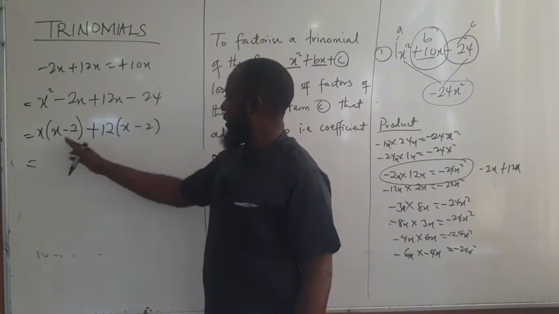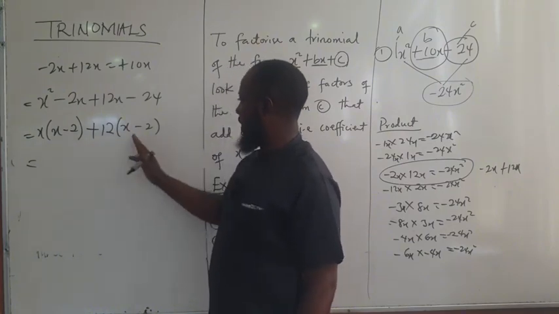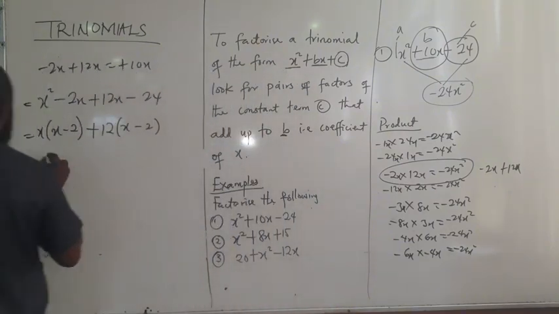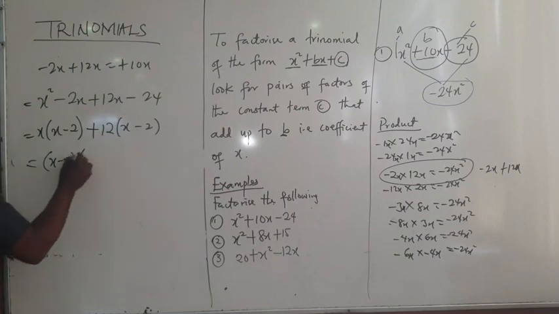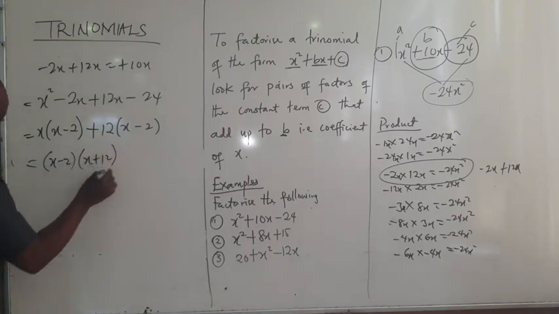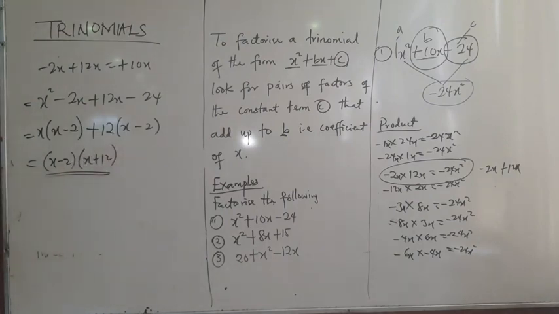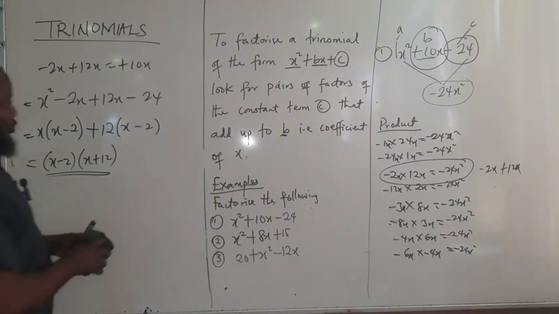In that case, since x minus 2 is common to x minus 2, we bring it out. That will give us x minus 2. Then what we have outside the bracket is x plus 12. That is x plus 12. So this gives us the what? The answer. I hope this is very clear. Now let's go to example 2.